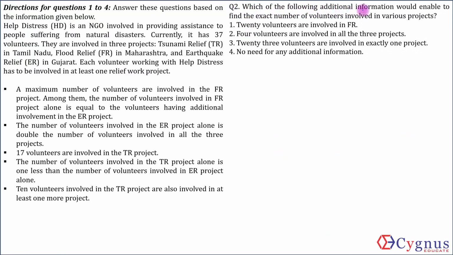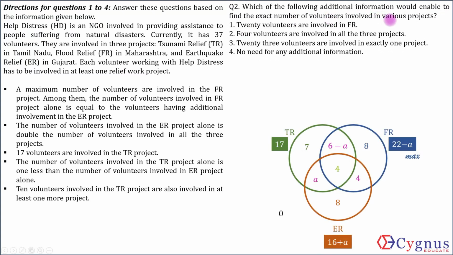Which of the following additional information would enable us to find the exact number of volunteers involved in various projects? What is the only thing that we are missing right now? These two values. At this point, if I get to know A, I can find out all values. So all I need is a piece of information which will help me find A. Let's take a look at the first statement. 20 volunteers are involved in FR. If I get to know that 22 minus A is equal to 20, can I find out the value of A? Yes. What will it be? 2. So yes, this will help us find everything.